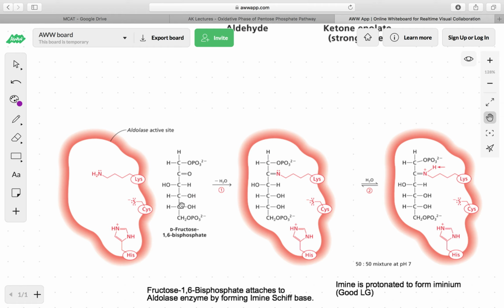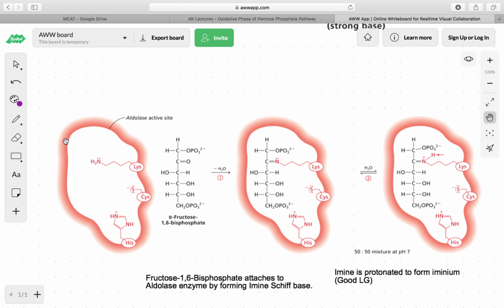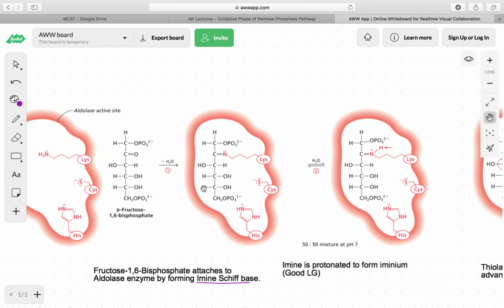So our fructose 1,6-bisphosphate somehow has to get attached to this active site. And one way we can tether it in there is by reacting this carbonyl with this nitrogen. And if you guys remember from our carbonyl unit, this is how you form an imine, a Schiff base. This is a very important first step, so I hope you guys take note of that. Your aldolase binds to this substrate by forming an imine Schiff base. So this nitrogen from this lysine attaches to this oxygen, and this is what you get. So this is just like a tethering mechanism, so it doesn't float away. And now this fructose 1,6-bisphosphate is here to stay until it finishes reacting.